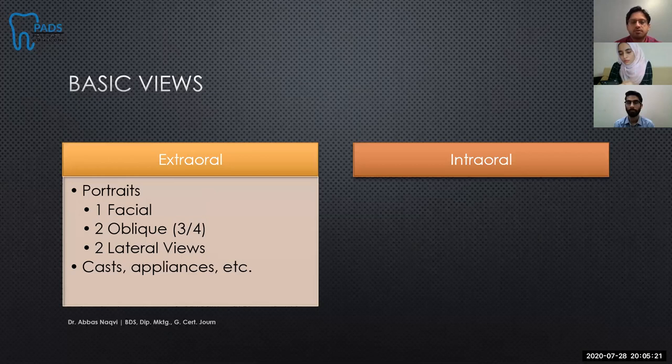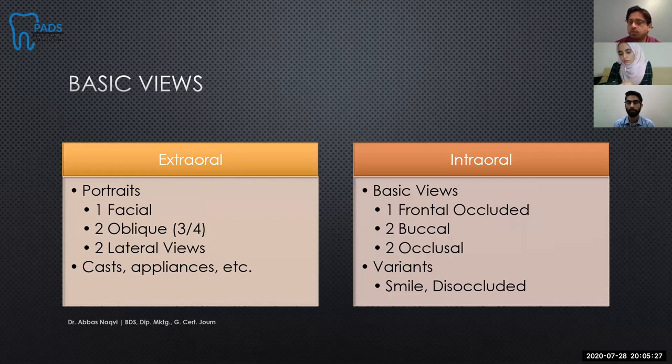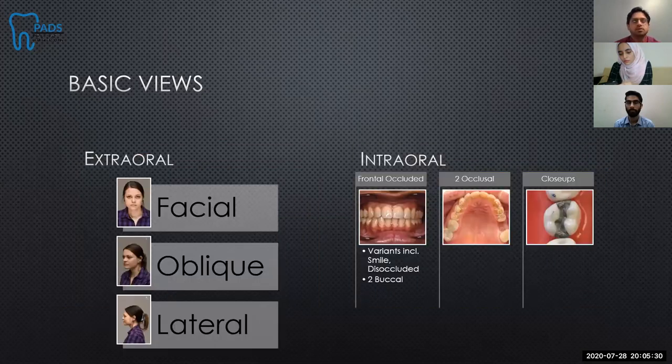There are different photographic techniques, and there are some variants like a smile or a disoccluded view. So here are examples: extraoral, facial, oblique, lateral; intraoral, frontal occluded, two occlusal, and you can even have close-ups. These are taken either with an intraoral camera, or, if you have a higher resolution DSLR, you can take an occlusal photo with a mirror.